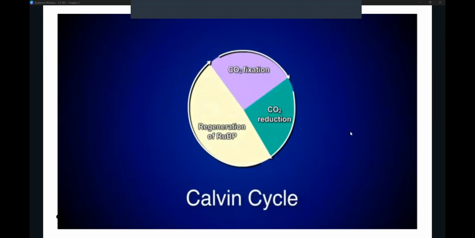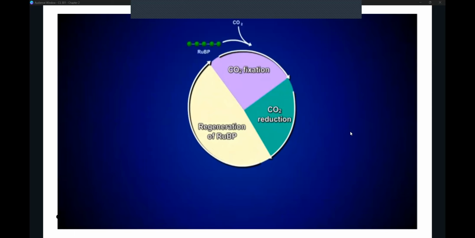The Calvin cycle could be divided into 3 phases: carbon dioxide fixation, carbon dioxide reduction, and regeneration of RuBP. The first phase, carbon dioxide fixation, basically captures the CO2 from the atmosphere so it can be used in the reactions. To do this, CO2 is attached to RuBP, a 5-carbon molecule. The enzyme used in this reaction is called rubisco, and the result of the reaction is an unstable 6-carbon molecule that quickly splits into 2 3-carbon molecules called 3-phosphoglycerate, or 3PG.